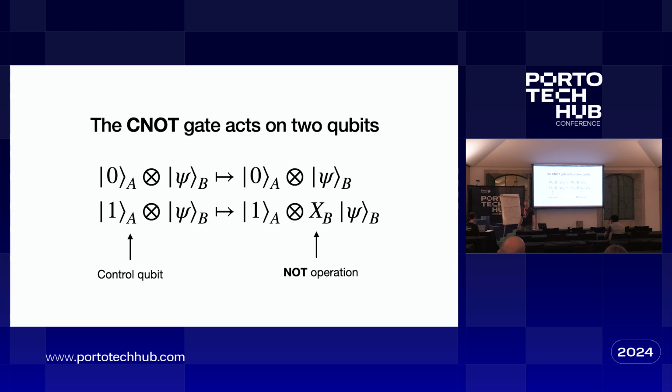And what happens here? This says, we have a control qubit and a qubit that we're acting on. If the control qubit is in the state 0, we do nothing. We leave the second qubit alone. If the control qubit is in the state 1, then we hit it with a NOT operation. So we flip it.